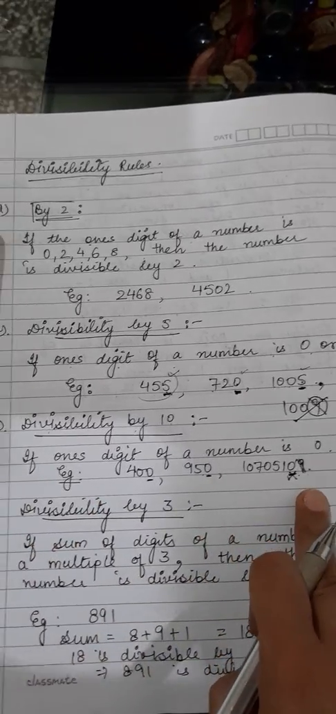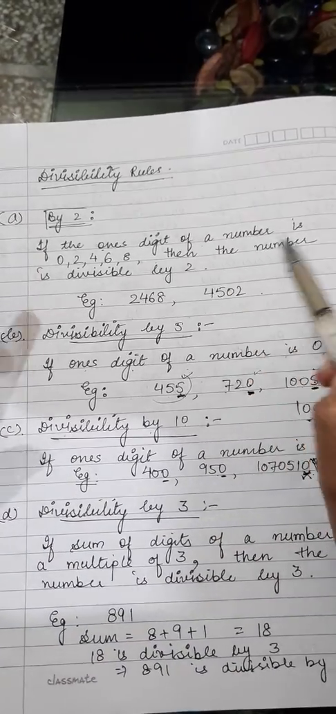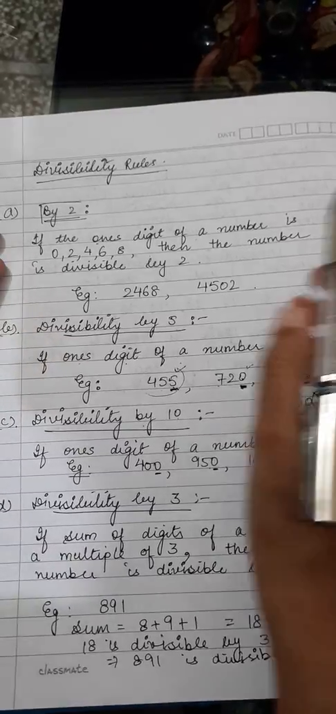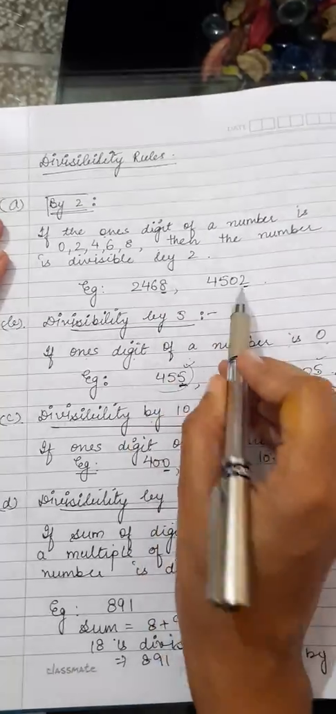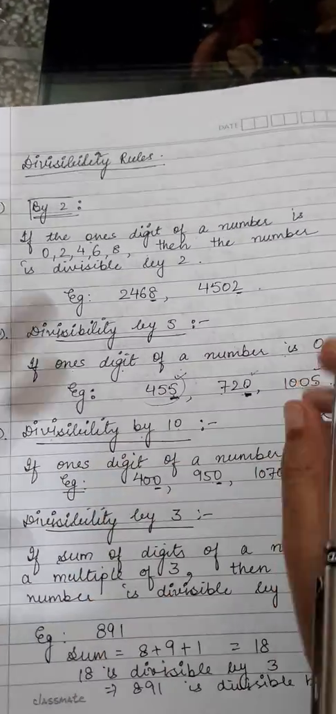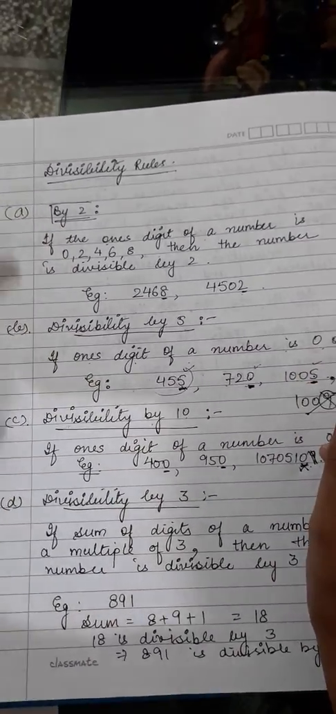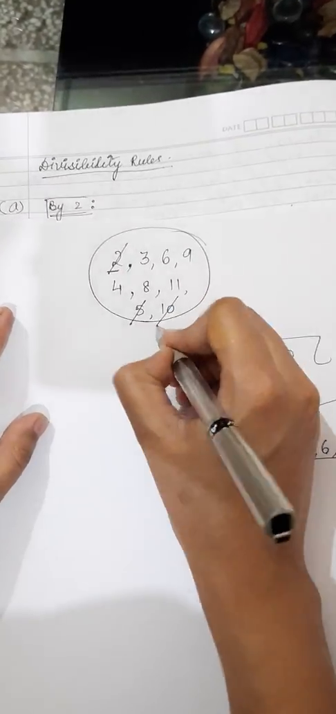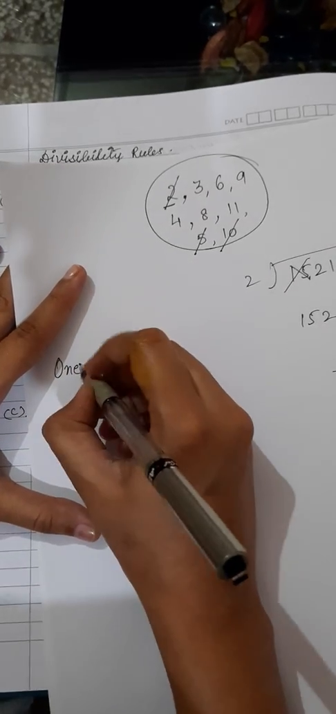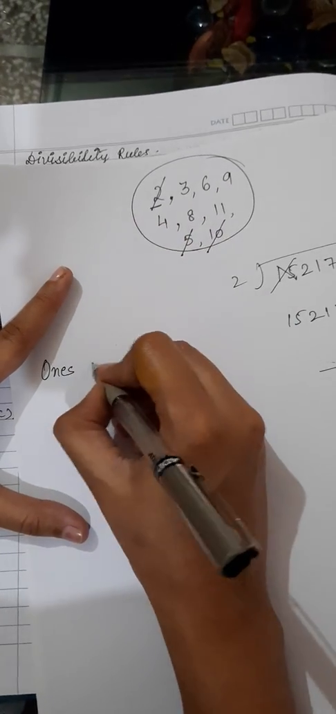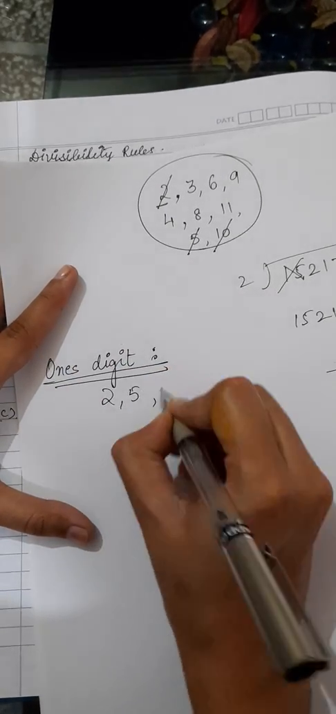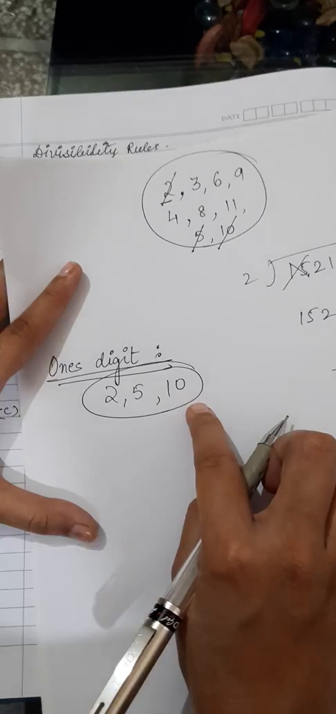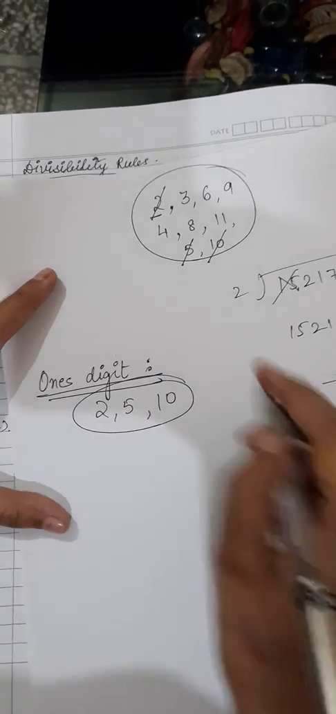Okay, so these were the three in which you have to check the ones digit. That means you have to see the last number. Similarly, you can do all these three. So till now we have done 2, 5 and 10. These are the numbers for which you just have to check the ones digit.